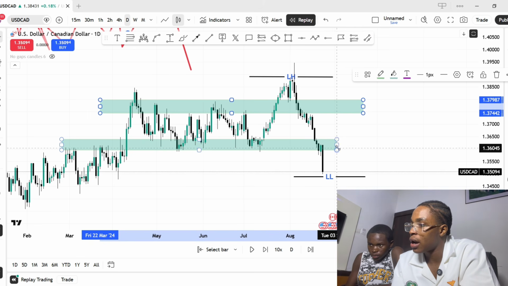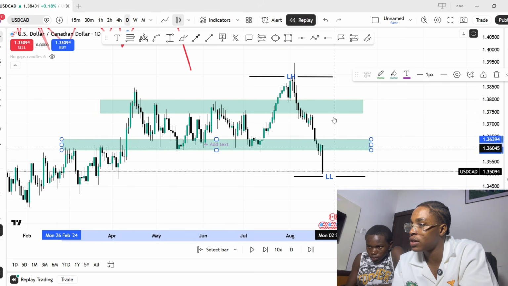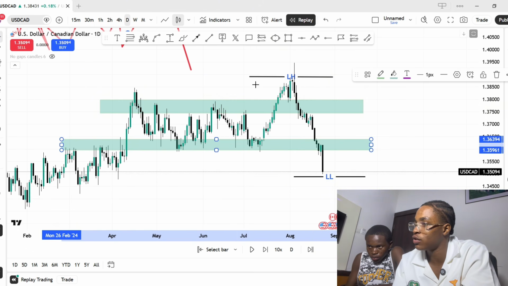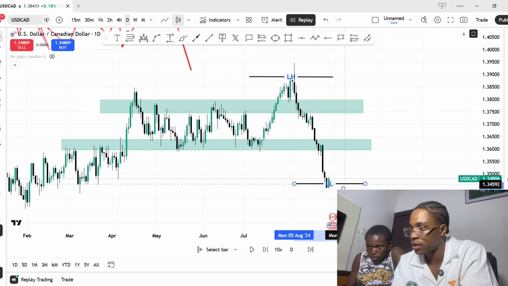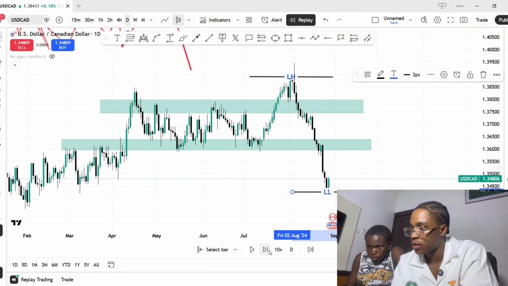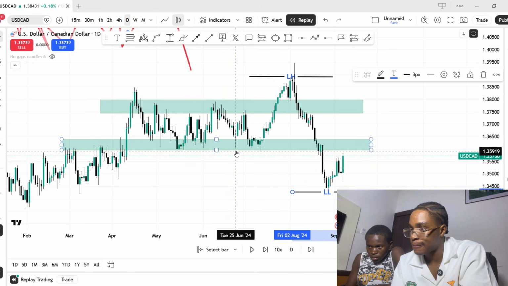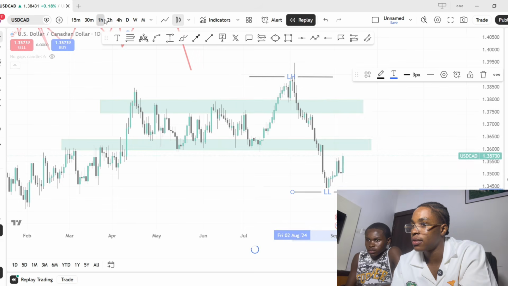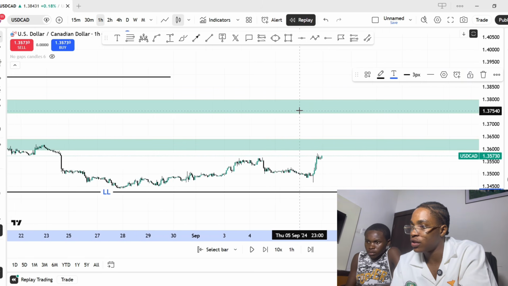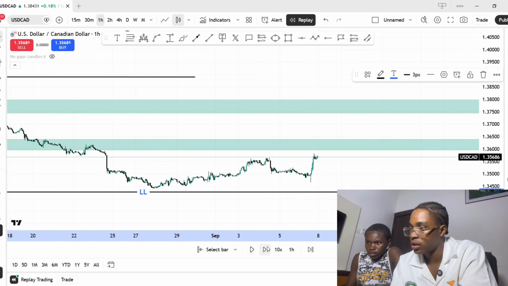Okay, so now I'm going to play it and wait for it to come either to this level or to this level, or in between, before we look for the shift of structure. Okay, so let me play it. Okay, so this is the lower low. So I think I'll go over to the 1 hour time frame to basically look for a shift of structure before entering.